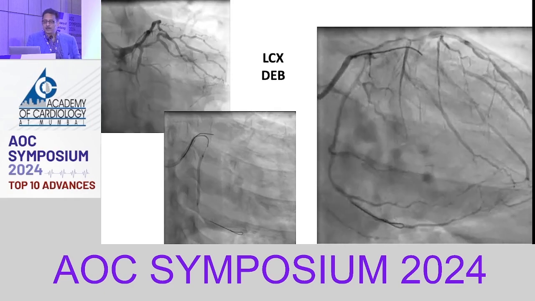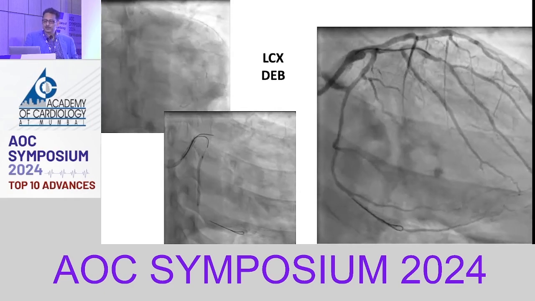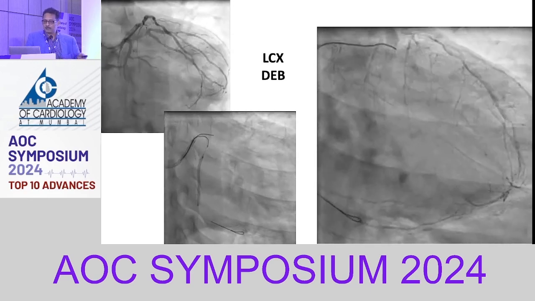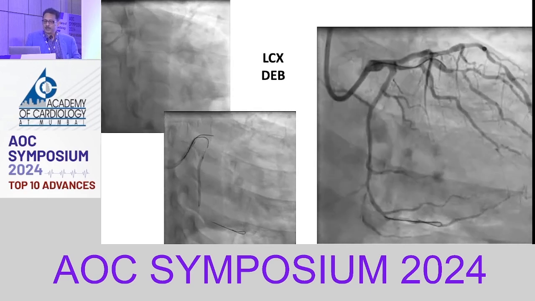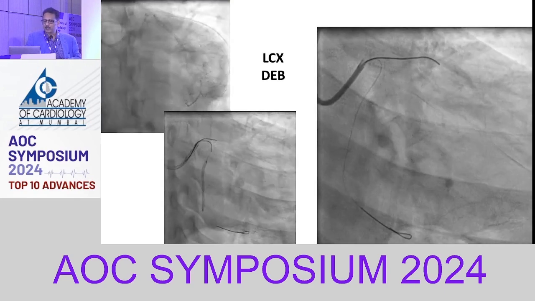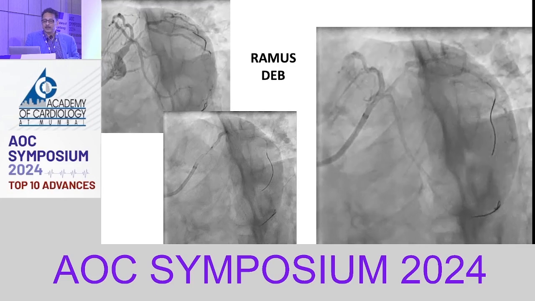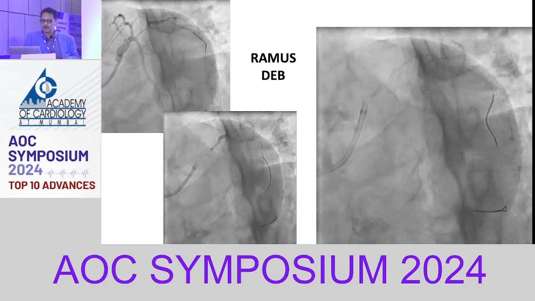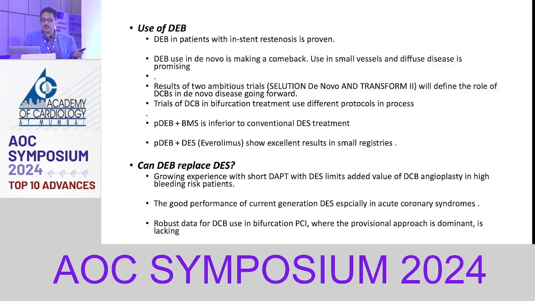This is one patient where we used a DEB recently, who had acute coronary syndrome. We called him for a staged procedure, and we used a DEB, and you see the large circumflex. We could end up opening all the branches. And we then used a DEB for the ramus with a good result. So DEB for restenosis is there to stay, and for de novo lesions it is making a comeback.